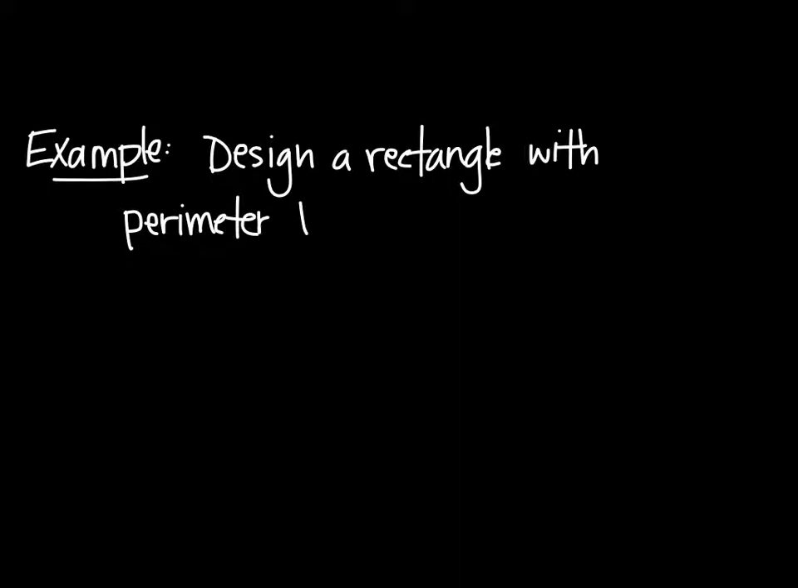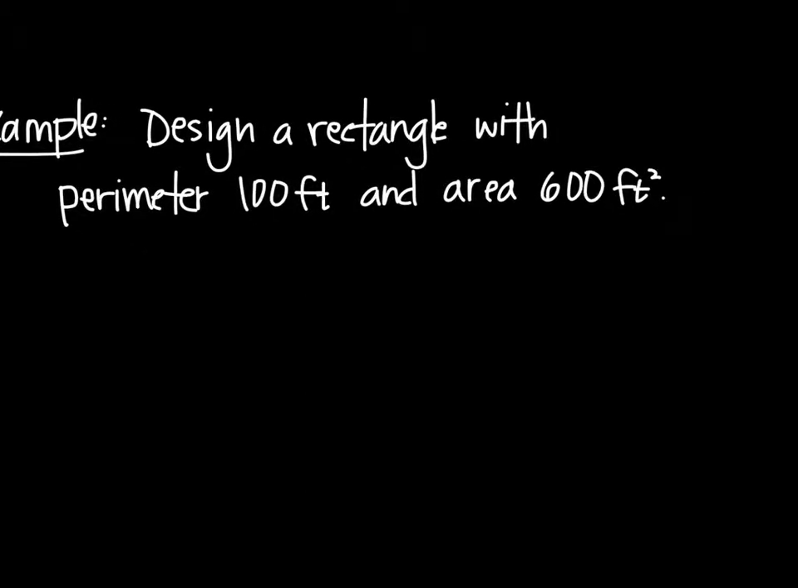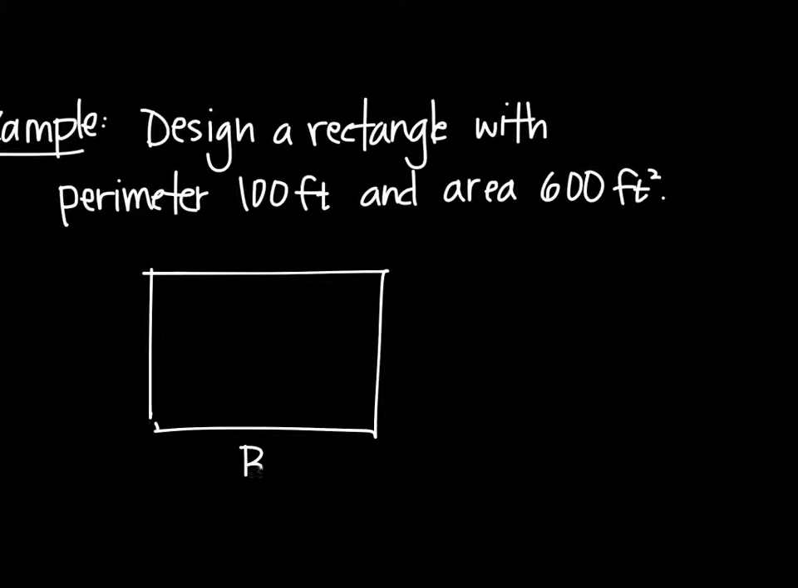All right, design a rectangle with perimeter 100 feet and area 600 feet squared. Okay, design a rectangle with perimeter 100 feet and area 600 feet squared. So we're going to design a rectangle, base and height for my rectangle, and it needs to be such that I meet all of the requirements.